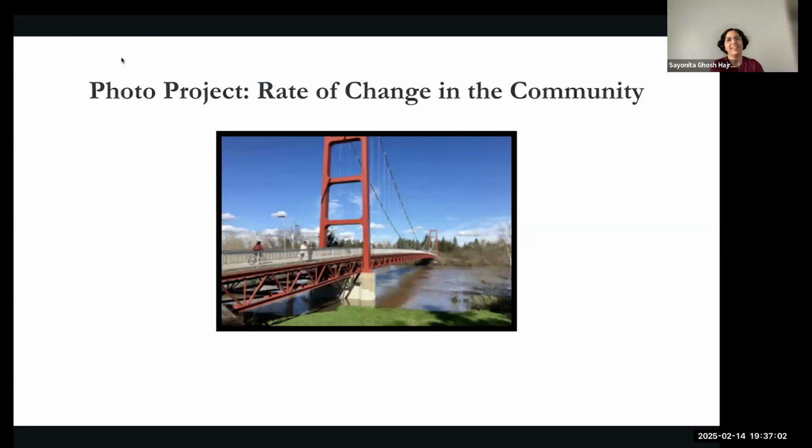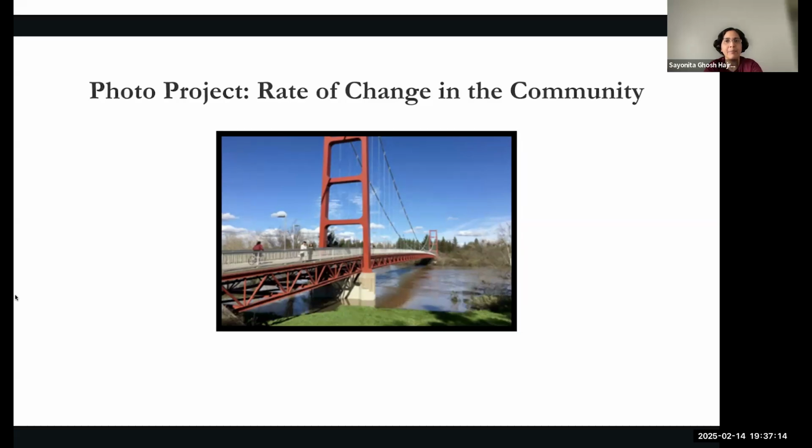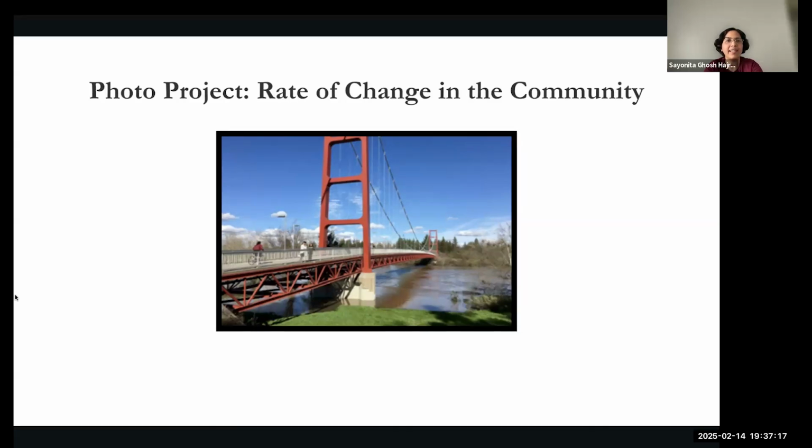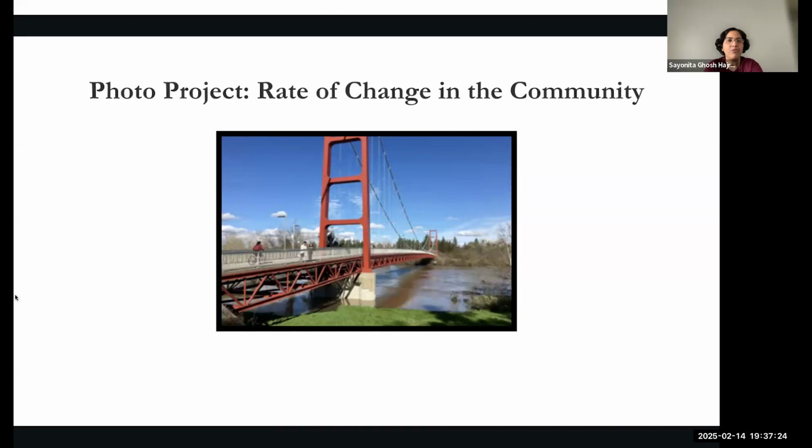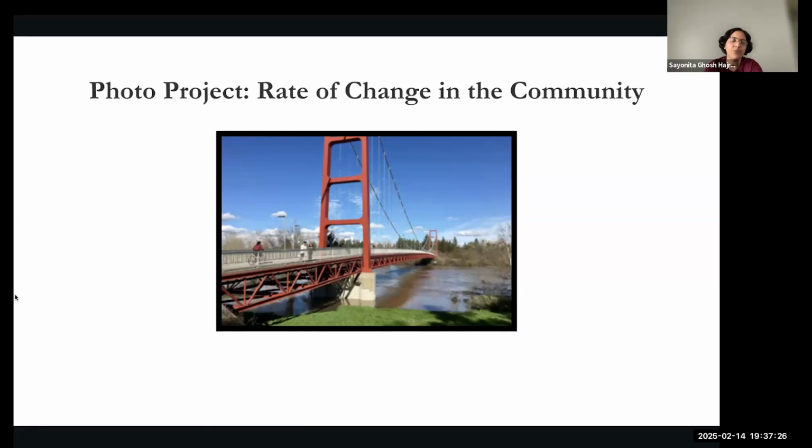Thanks, Zareen. Now I will provide an example of how community-based math modeling was used in a calculus course with 25 students. And I used this in a summer session. We call this activity the photo project, rate of change in the community. So the class met 4 days a week for over 2 hours over a period of 6 weeks. So the sessions were longer and the activity had 3 parts starting from day 1.